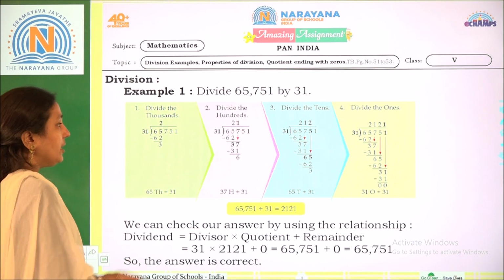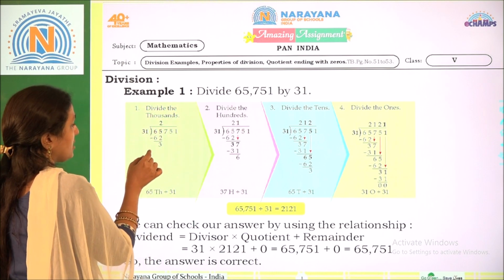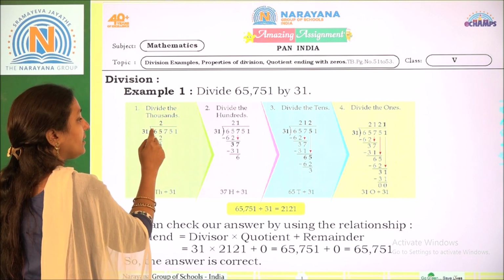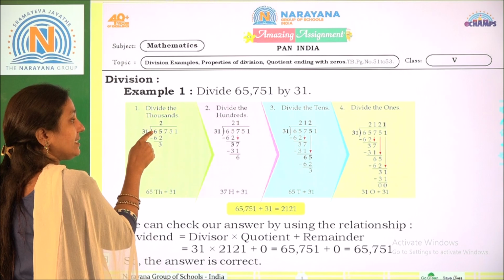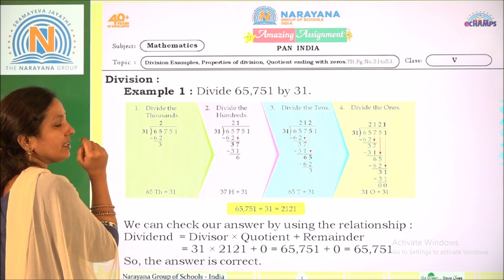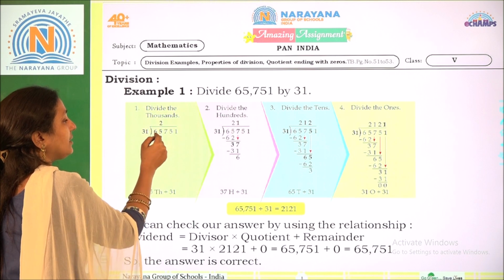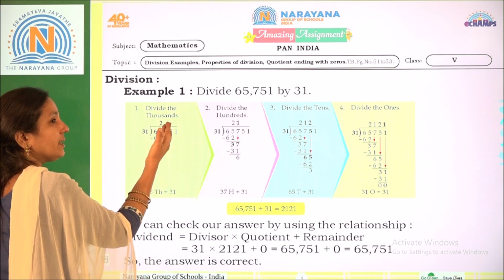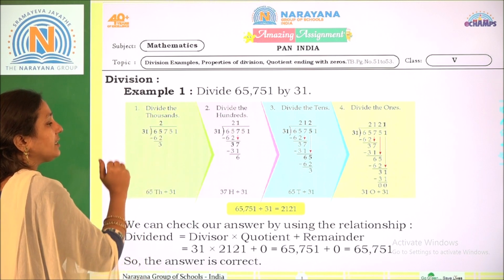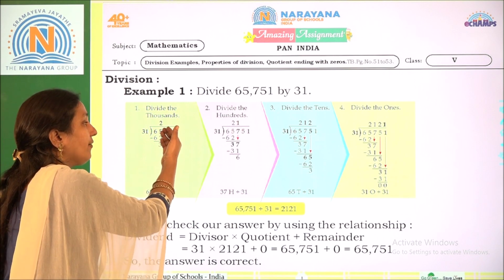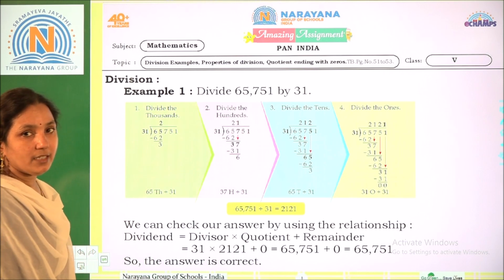Now coming to divide the thousands place. If we take the 10,000 place, 6 is there. 6 is smaller than 31, so I am taking the next digit also, 65. Approximately it will be divided 2 times. 2 31s are 62. So 5 minus 2 is 3.